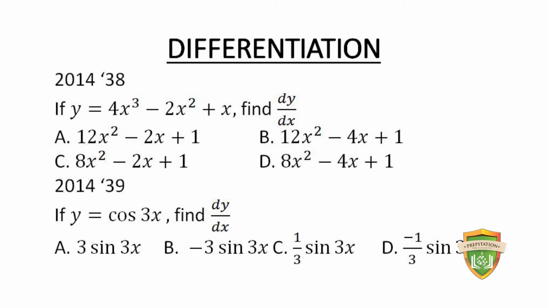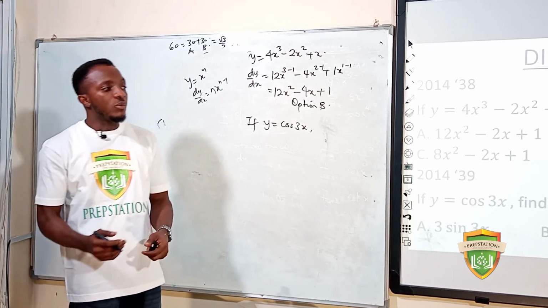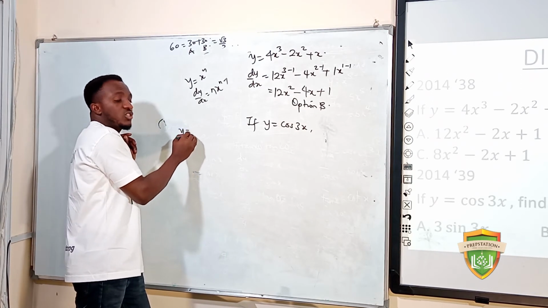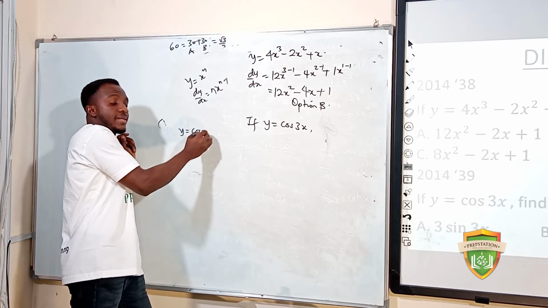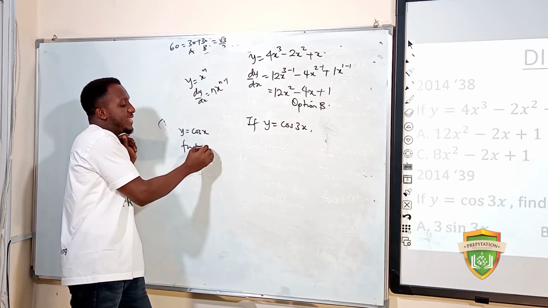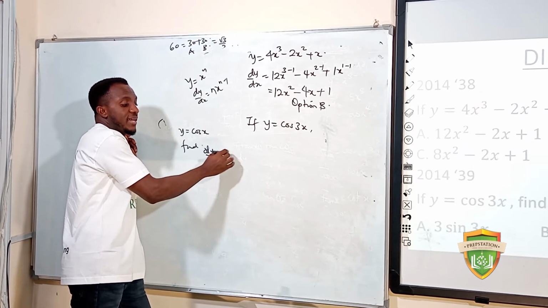The next, we're solving from 2014, question number 39. It says, if y equals cos 3x, find dy/dx. Now, this is differentiation of a trig function. How do we solve a question like this? Very, very simple. What I taught you earlier, if the question was, if y equals cos x, find dy/dx, of course, you know that dy/dx will be minus sine x.